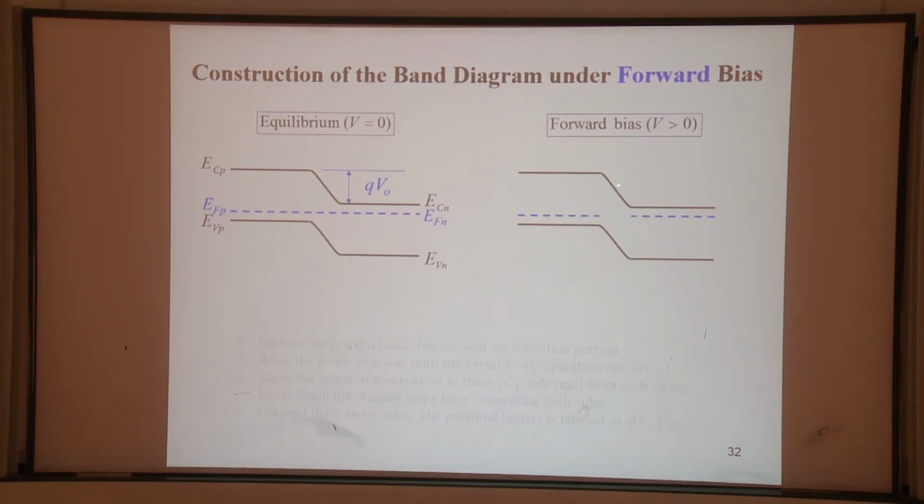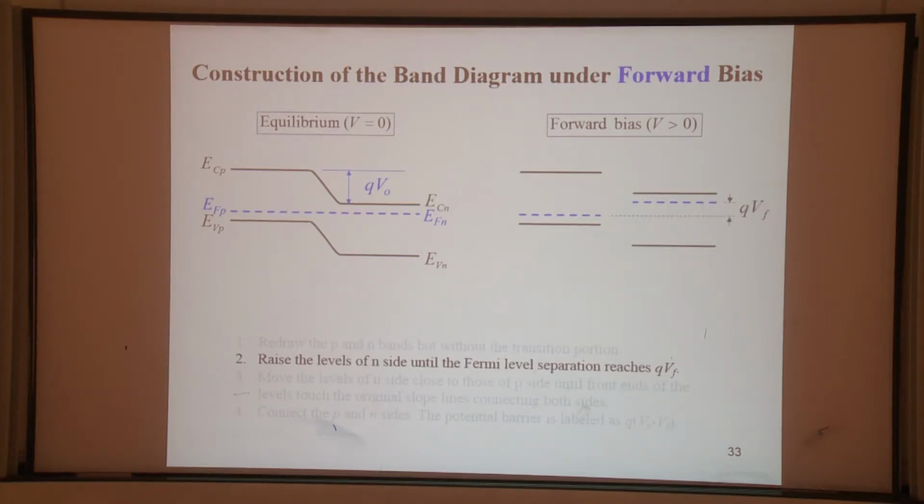For the forward bias, we start by removing this transition area. Redraw PN without the transition portion. Okay, so something like this. We'll start from this. Now, if I forward bias with a voltage called V forward, VF, then I will raise the N-type side with respect to the P side by QVF. Can you understand? I raise the N side Fermi level with respect to the P side Fermi level by a number which is Q times the voltage that is forward biased externally. All right?